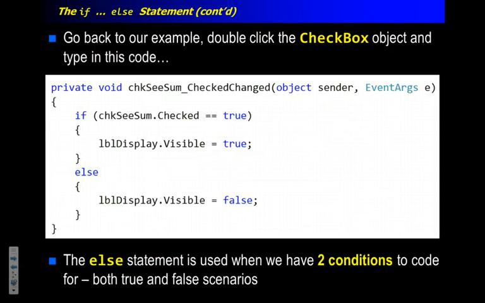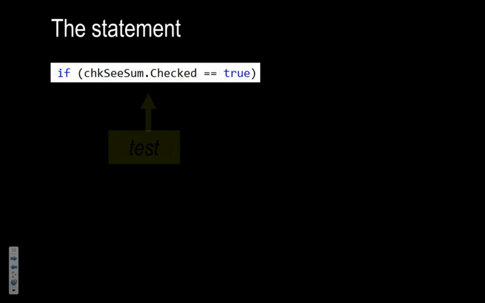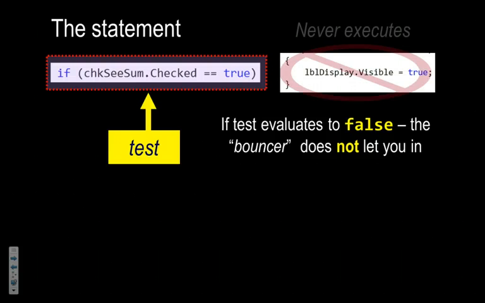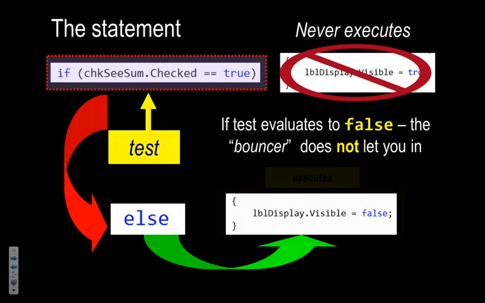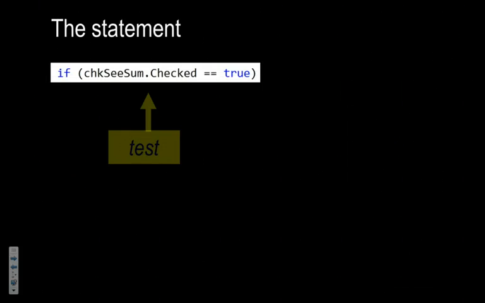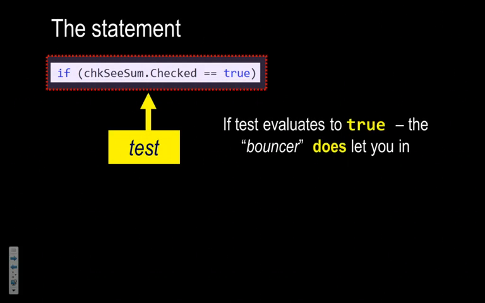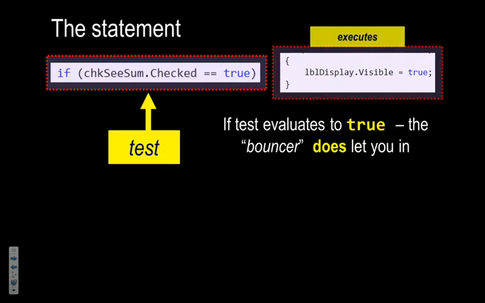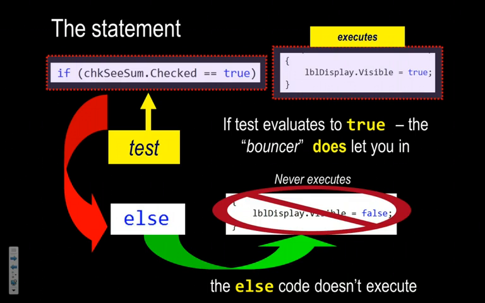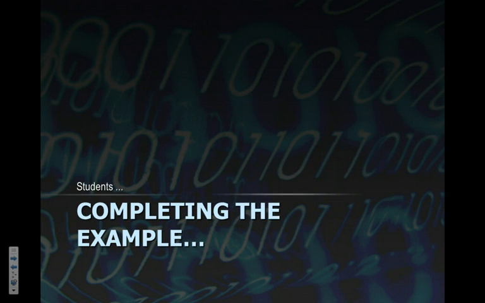So as it explains in the notes, the else statement is used when we have two conditions to code, both true and false. So basically, it tested this. If it was false, the bouncer doesn't let you in, and instead it drops to else, and then the bouncer's assistant takes over and executes his or her code. But if this became true, then the bouncer would let you in, and the if code would execute, and then the bouncer's assistant wouldn't do their job. It's one or the other, just like we did when we did flowcharts. It's a fork in the road.